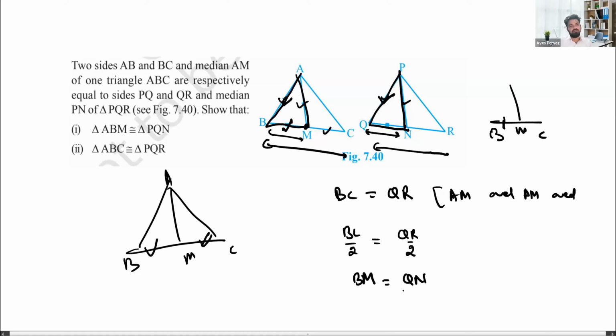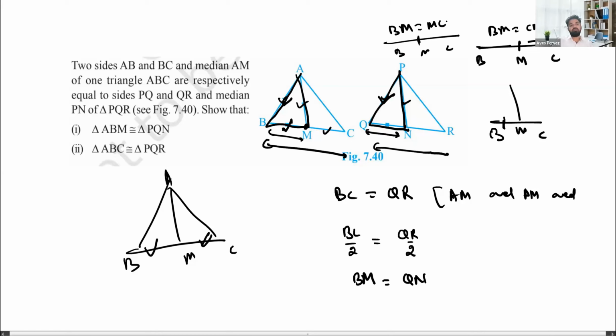Got it? Rima, for example, this is the midpoint. If I'm saying BC is a line, and here is an M, and M is the midpoint of it, what can you write? You can write BM is equal to CM. This side will be equal to this portion, so BM is equal to MC.